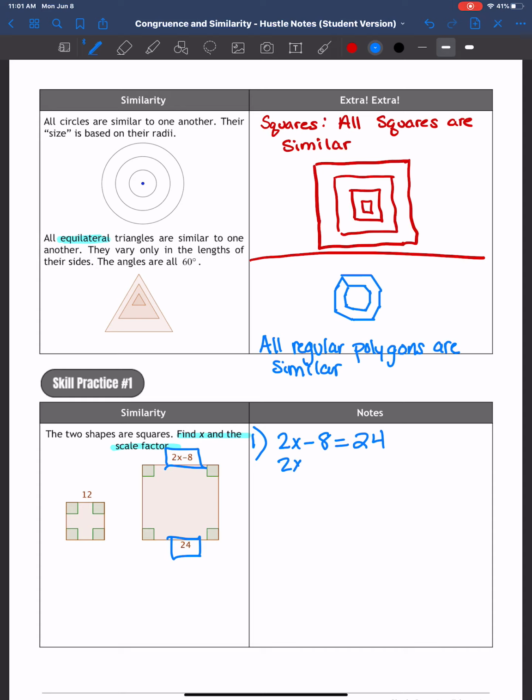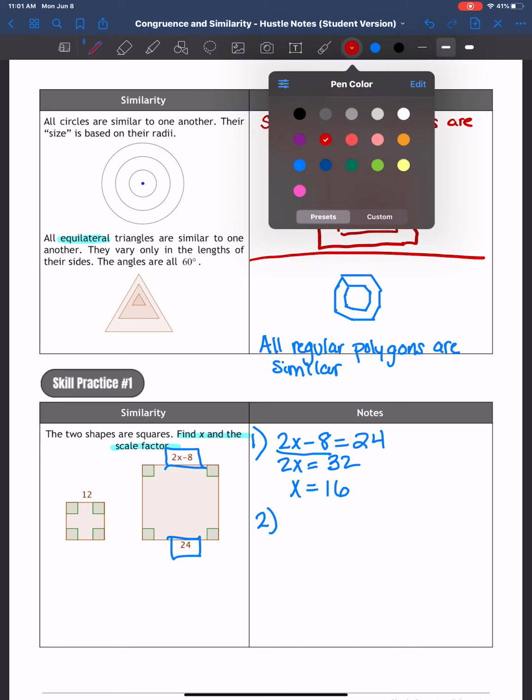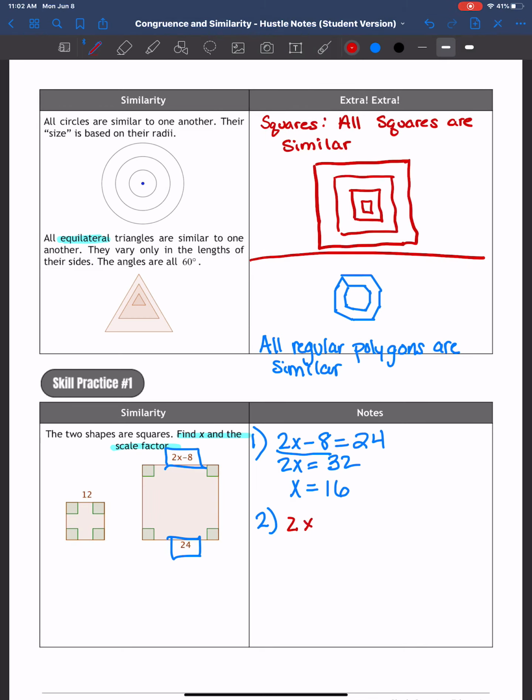We get 2x equals 32, x equals 16, because we're going to divide by 2. So, if x equals 16, now your step 2 is to solve this equation. So, we have 2x minus 8 equals, and this is what we're solving for.